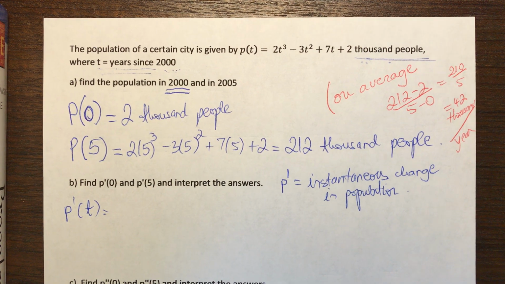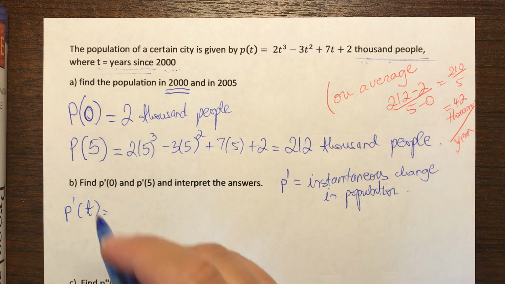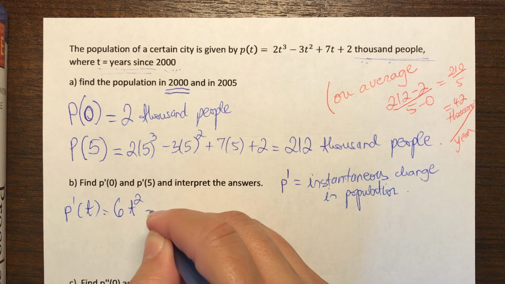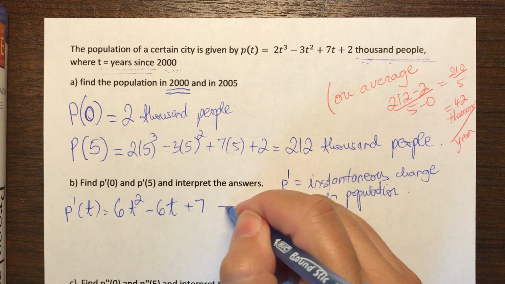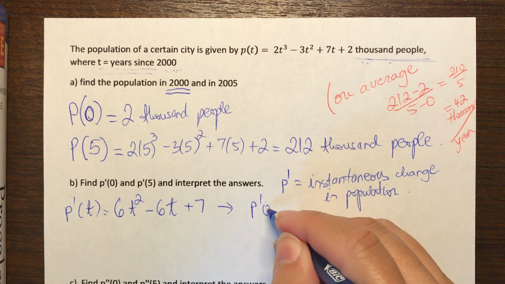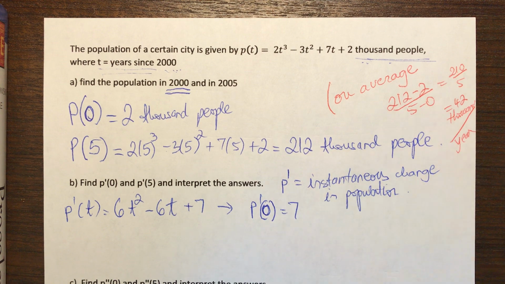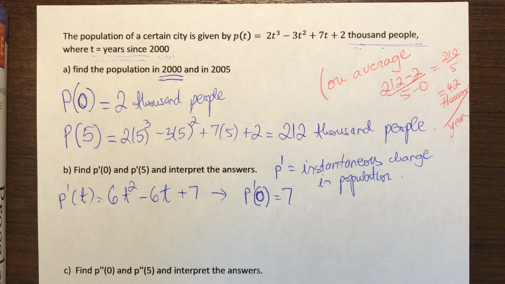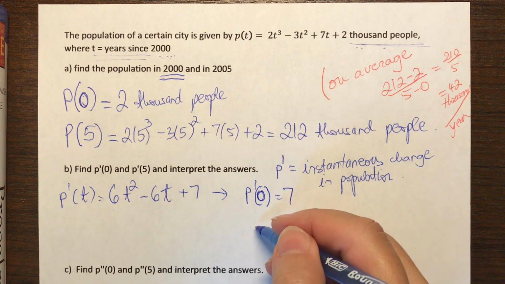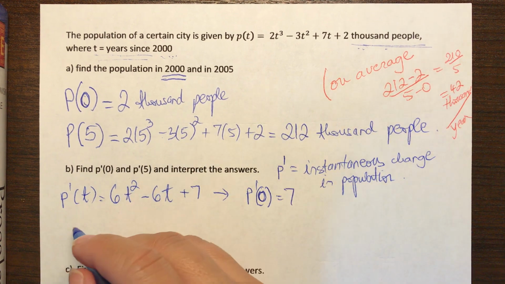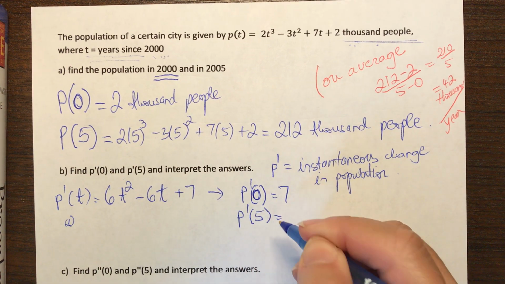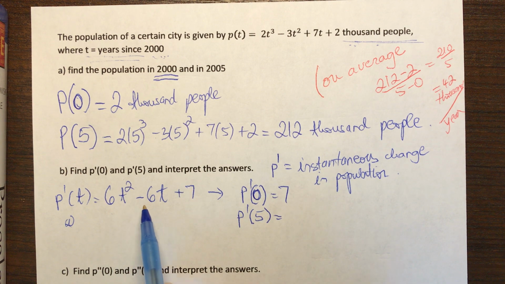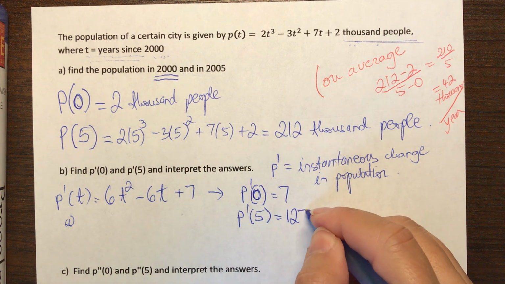So we've done a bunch of rules already. The derivative of this function is 2 times 3, which is 6, t squared, minus 3 times 2 is 6, t plus 7. Okay, plug in a 0, and you're going to get a 7. Okay, we're going to interpret this in a bit. Now the same thing, we already found the derivative. Let's plug in 5. So it's going to be 6 times 5 squared minus 6 times 5 plus 7. I plug that in, and I'm going to get 127.